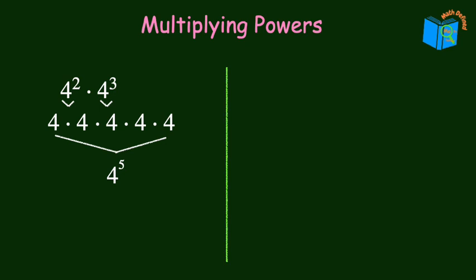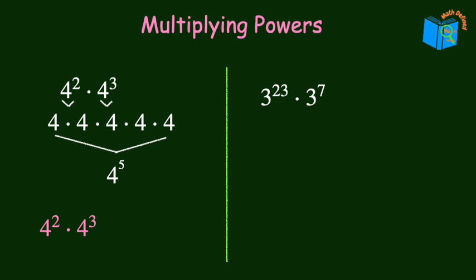Seems pretty easy, but what if our expression is 3 to the 23rd times 3 to the 7th power? Would you want to write out 23 3's and then another 7 3's? Of course not. There must be a pattern that we can find to use as a shortcut, and there is. Let's look back at 4 squared times 4 cubed to see if we can spot that pattern.